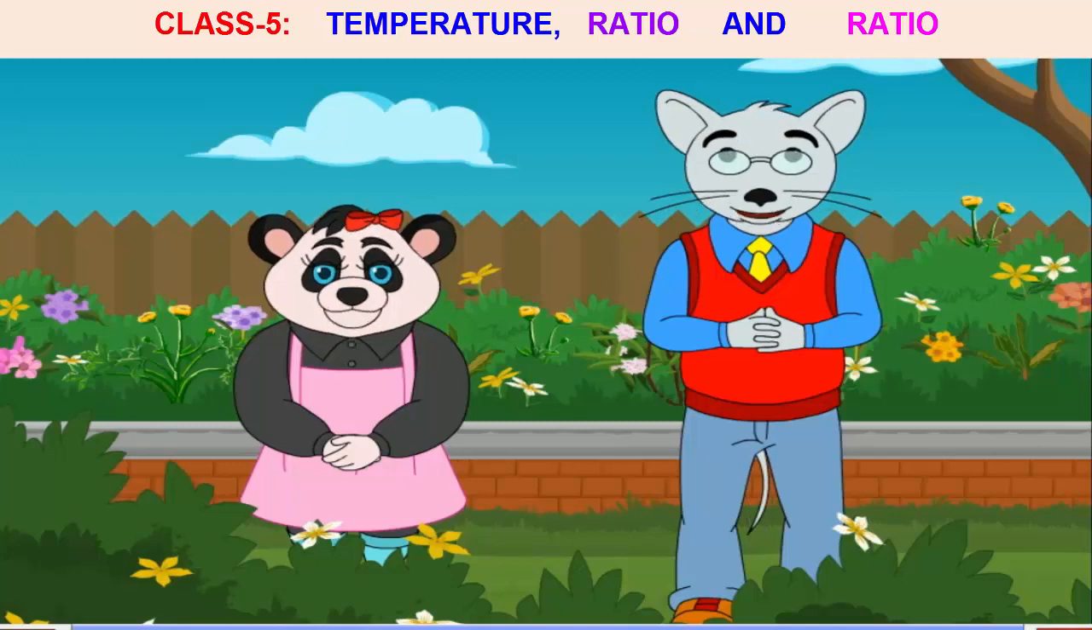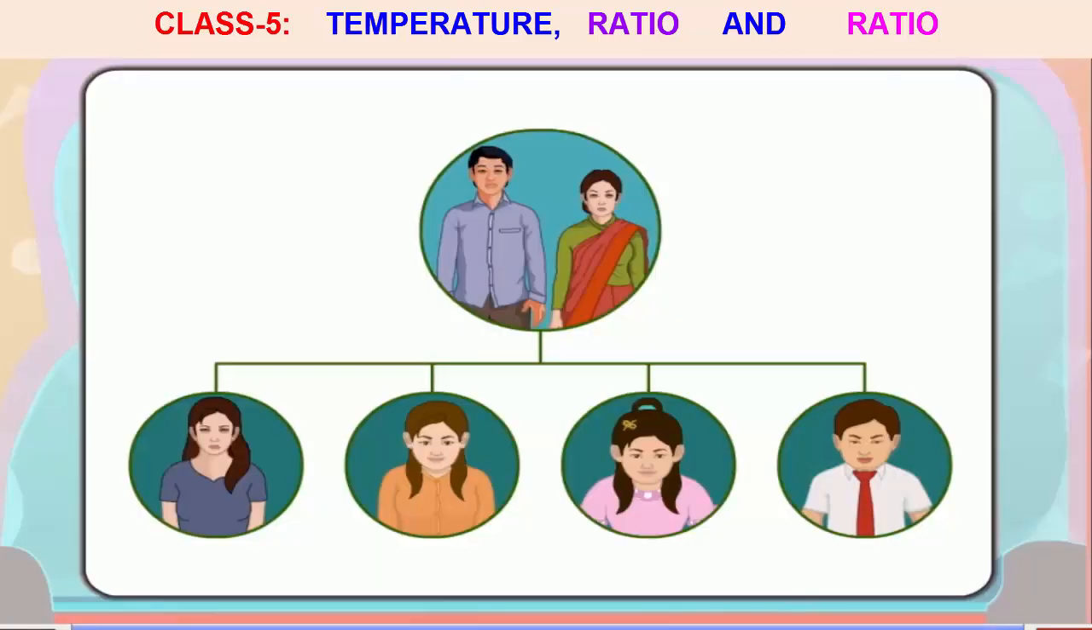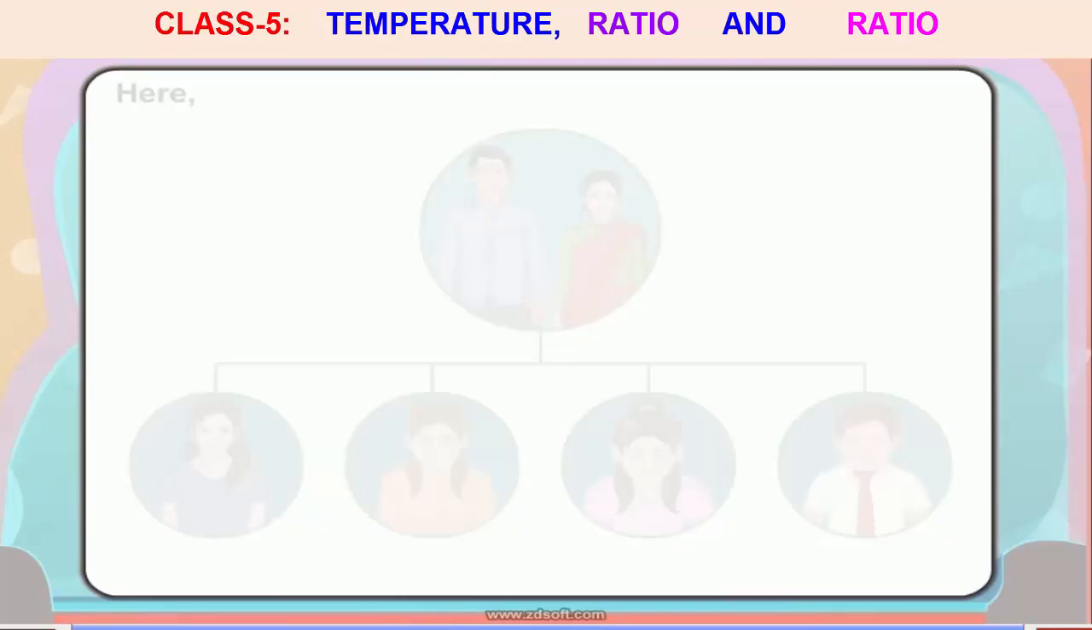Now, let us compare some more quantities. Rajan Dahal and Parvati Dahal have 4 children. 3 of them are daughters and 1 of them is a son. Now let us compare the number of sons and the number of daughters in the family. Here the number of sons is 1.